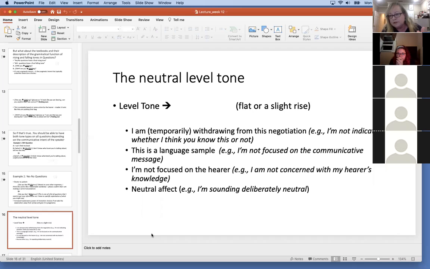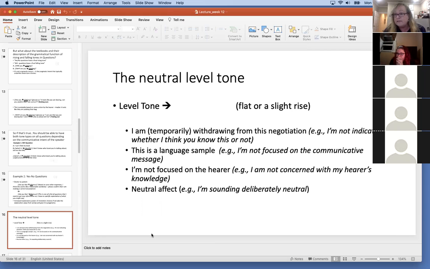If it's a child reading a story or reading something from a book, they're focused entirely on the language sample. So this is the third one here. I'm not focused on the hearer. I'm not concerned with the hearer's knowledge. I'm focused entirely on the language sample. So also the second one, this is a language sample. I'm not focused on the communicative message. I'm not thinking about you as the hearer as I say this, okay?